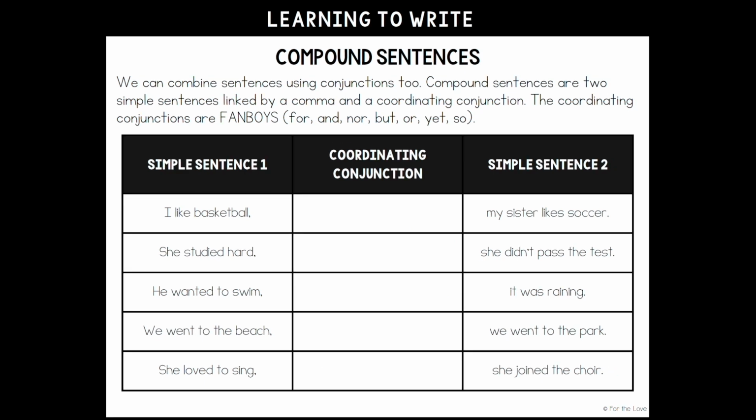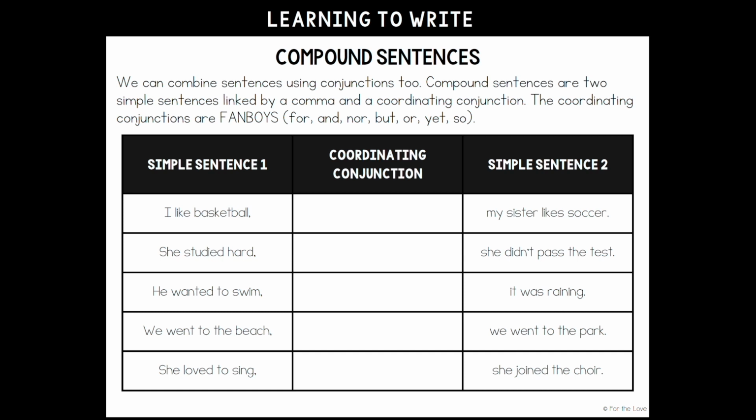The last thing we can do with conjunctions is combine two simple sentences to make a compound sentence. It says we can combine sentences using conjunctions too. Compound sentences are two simple sentences linked by a comma and a coordinating conjunction. The coordinating conjunctions are FANBOYS: for, and, nor, but, or, yet, so. Again, you can use all of these, but we don't typically use all of them in our writing. The ones that you want to make sure your students can use are and, but, or, and so.